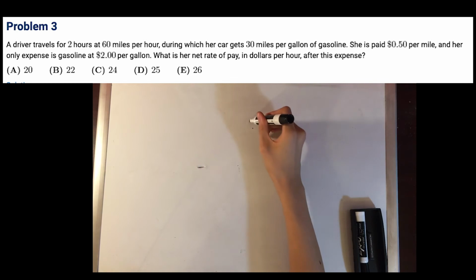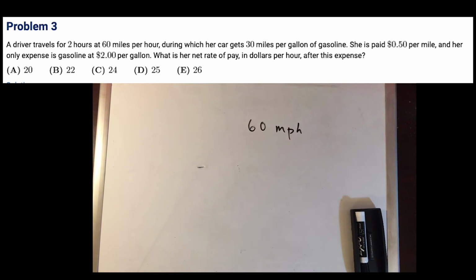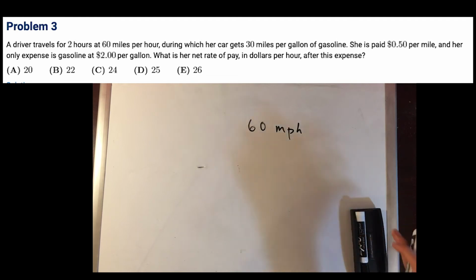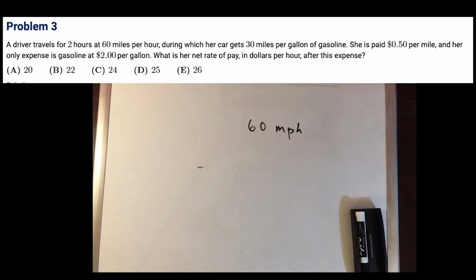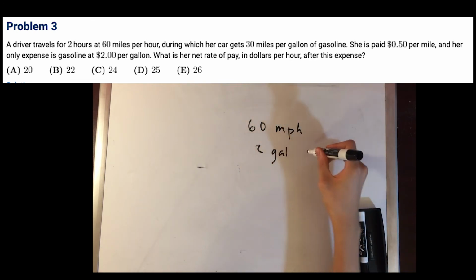But then it says they're traveling at 60 miles per hour, and her car gets 30 miles per gallon of gasoline. So if she's driving 60 miles per hour and she gets 30 miles per gallon of gasoline, that means per hour she'll need to use 2 gallons of gasoline, because those 2 gallons will be for the 60 miles per hour that she's driving, right? So she'll have to pay for 2 gallons per hour.